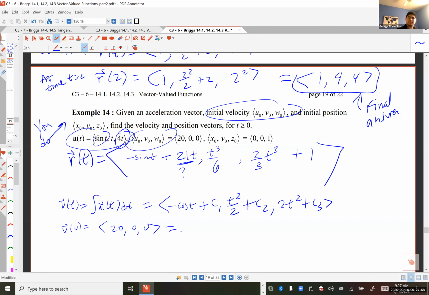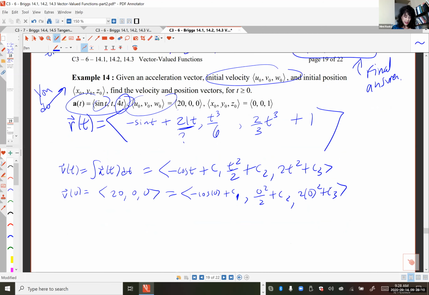Okay, and so you're saying that minus cos 0 plus C1, that's a C1, comma, 0 squared over 2 plus C2, comma, 2 times 0 squared plus C3 is going to be equal to 20. And so you're going to equate these. So 20 had better equal minus cos 0 plus C1. 0 is equal to 0 squared over 2 plus C2. And 0 is equal to 2 times 0 squared plus C3.